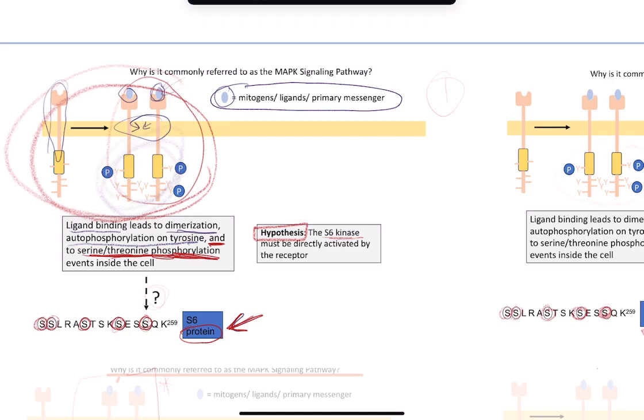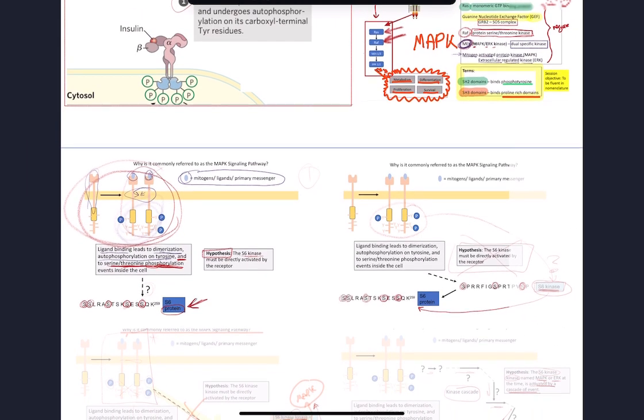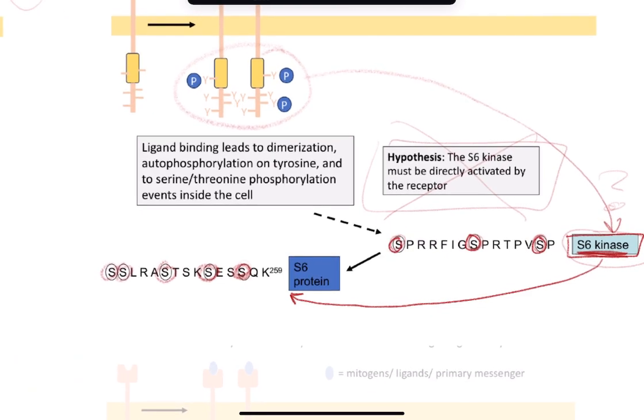So this S6 kinase, they assumed it must be directly activated by the receptor, right? The receptor turned it on. How do we turn things on? We phosphorylate, right? And then they thought that the S6 kinase phosphorylated the S6 proteins. But here's the problem again. Same problem. The S6 kinase also had serine residues that were phosphorylated, not tyrosine residues. Not tyrosine residues. So that makes this hypothesis moot.